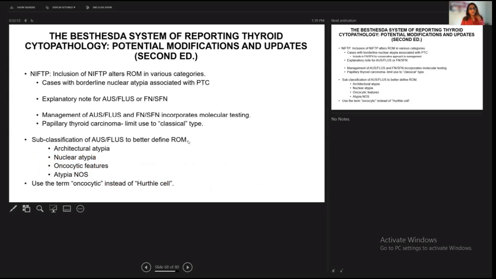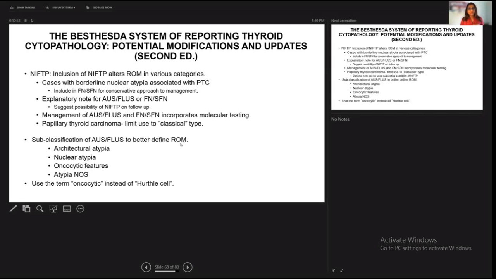NIFP, therefore, inclusion of NIFP in the Bethesda category has altered the risk of malignancy in the various categories. So some of the recommendations by the Bethesda is if you see cases with borderline nuclear atypia associated with PTC, and you're thinking of follicular variant of PTC, try to include it in follicular neoplasm or suspicious for a conservative approach. You don't want to go all the way to malignant, especially if it's only borderline nuclear atypia. And if you're going to do that, you can always suggest the possibility of NIFP in a comment.